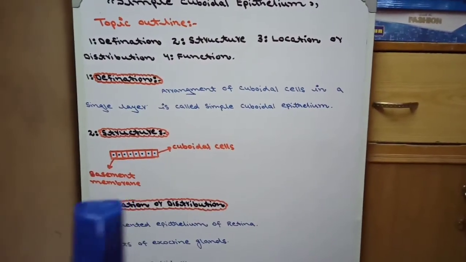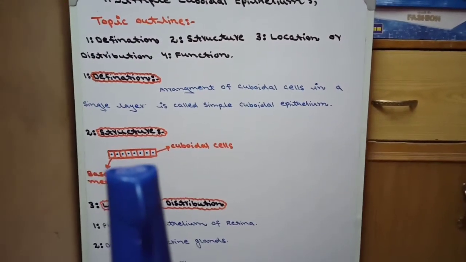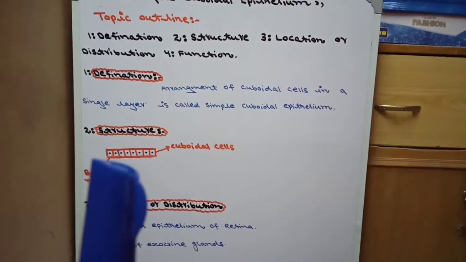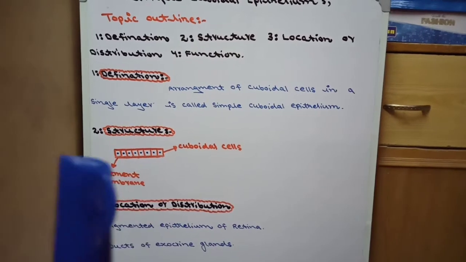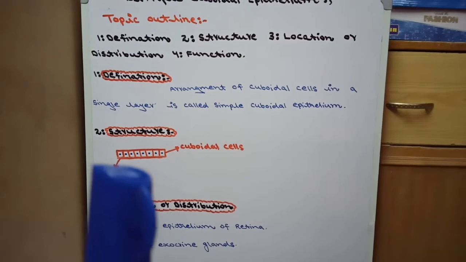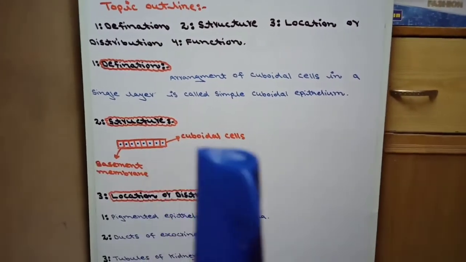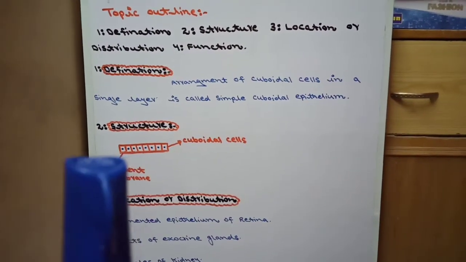The structure of cuboidal epithelium consists of a basement membrane on which the cuboidal cells are arranged in a single layer. And the cuboidal cell has a round, centrally placed nucleus, and the height and width of the cell are equal. This is the cuboidal cells, and this is the basement membrane. On the basement membrane, the cuboidal cells are arranged in a single layer.